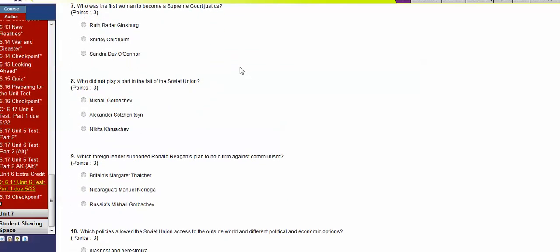Number 7, who was the first woman to become a Supreme Court Justice? Ruth Bader Ginsburg, Shirley Chisholm, or Sandra Day O'Connor? Number 8, who did not play a part in the fall of the Soviet Union? Mikhail Gorbachev, Alexander Solzhenitsyn, or Nikita Khrushchev? Number 9, which foreign leader supported Ronald Reagan's plan to hold firm against communism? Was it Britain's Margaret Thatcher, Nicaragua's Manuel Noriega, or Russia's Mikhail Gorbachev?